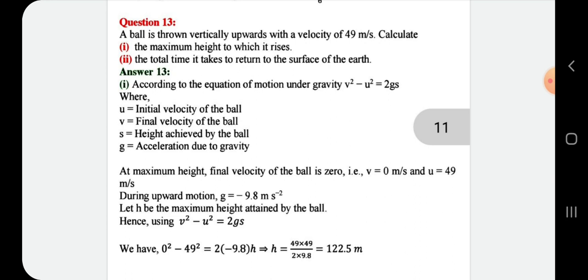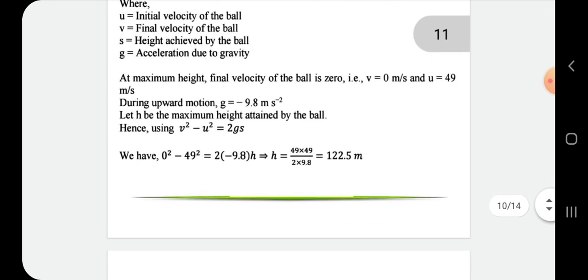So according to the equation of motion under gravity, v square minus u square is equal to 2gs. Here u is initial velocity of the ball, v is final velocity of the ball, s is height achieved by the ball, g is acceleration due to gravity. At maximum height, the final velocity of the ball is 0, that is v is equal to 0 meter per second, and here initial velocity u is given 49 meter per second.